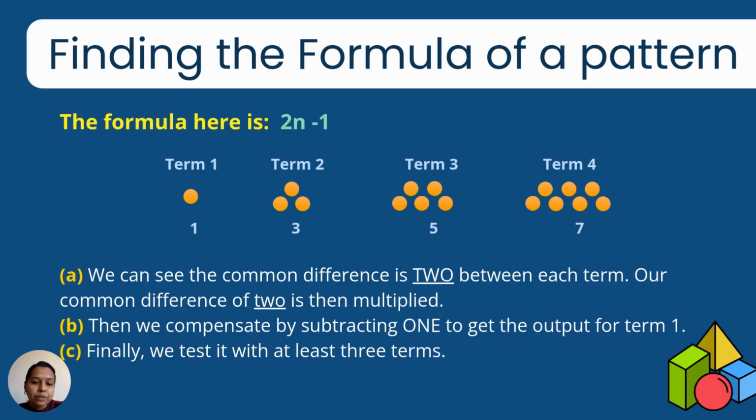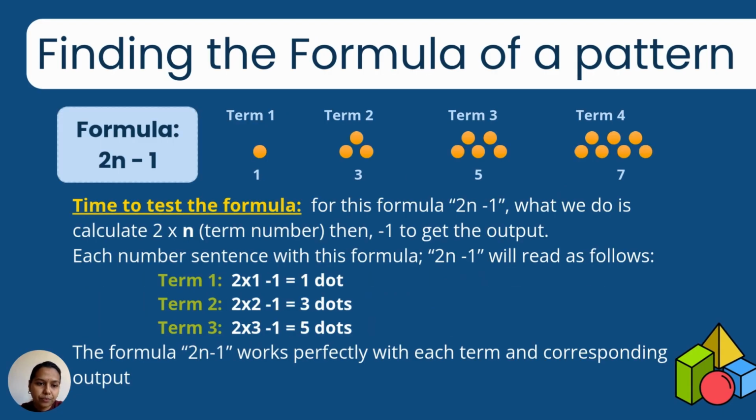B asks us to compensate to get to the outcome. So in term 1, we've got 2n, and it says 2 times 1, which gives us 2. We have to do something to arrive at the output, which is 1. And so minus 1 fits this formula perfectly. Finally, we need to test it with at least 3 terms. So on my next page, we're going to test it.